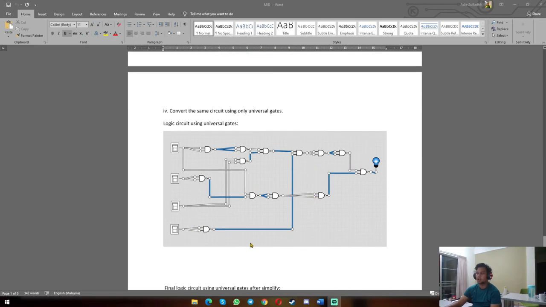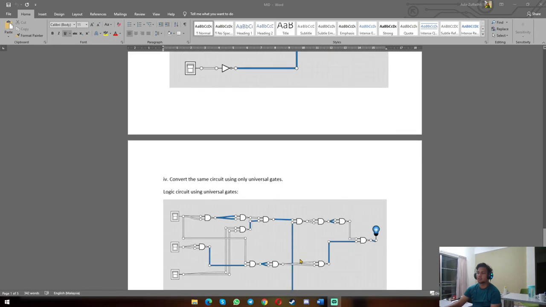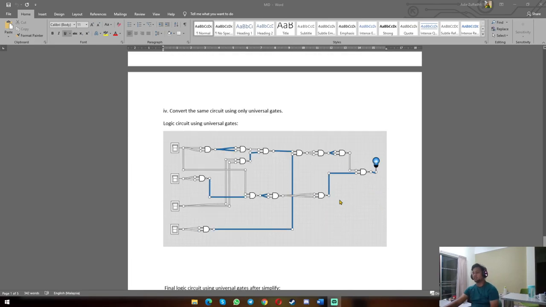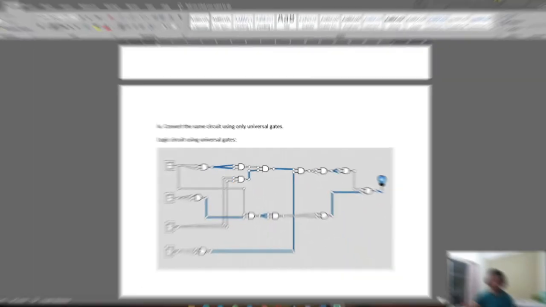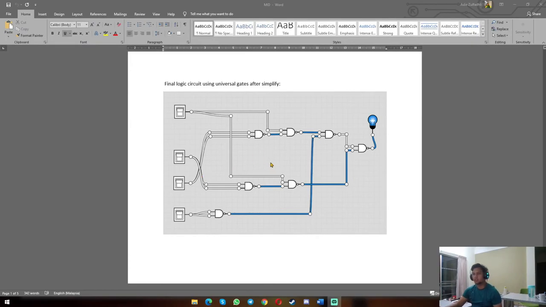So same as others, this is NOT gate, NOT gate, and this is AND gate, AND gate. This is only for AND gate, I'm so sorry. This is AND gate, and this is OR gate. Okay. So for the final logic circuit, we can simplify the universal gate.